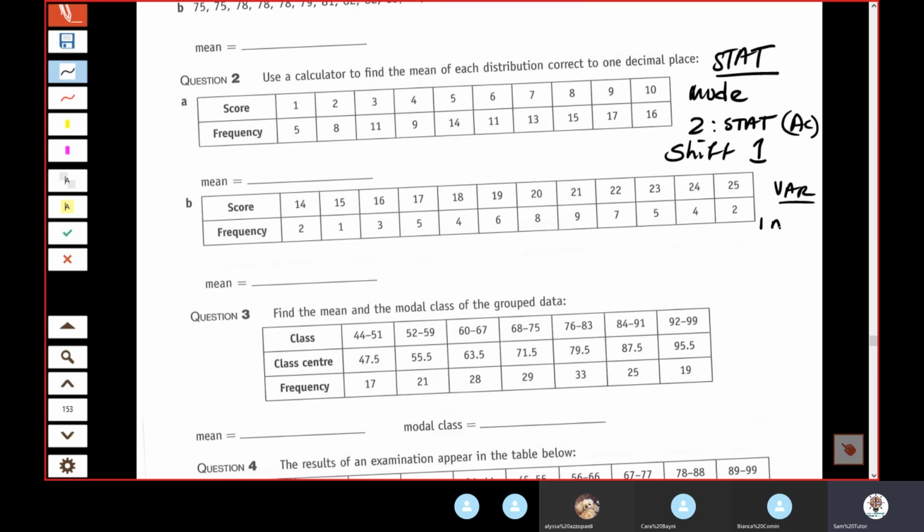My one says N for 1. 2 says X with a little line. 3 says this, and then 4 you're never going to use, but it says sample set. So do we have 4? We're never going to use that one. Okay, so 1 is the number of terms, so number of numbers. It tells you how many numbers you just put in. This is the mean.